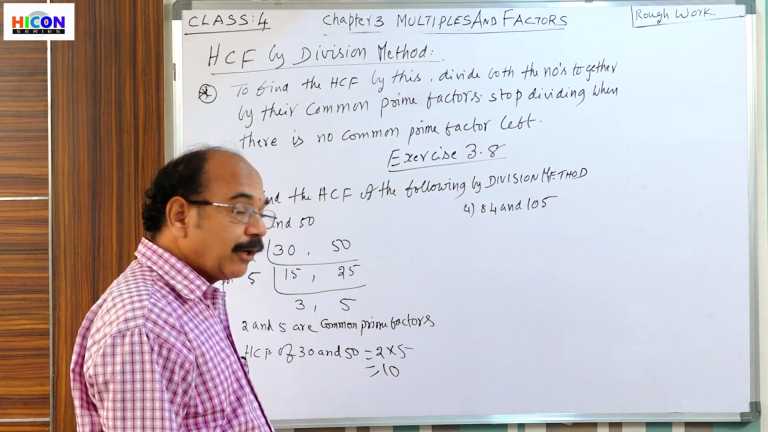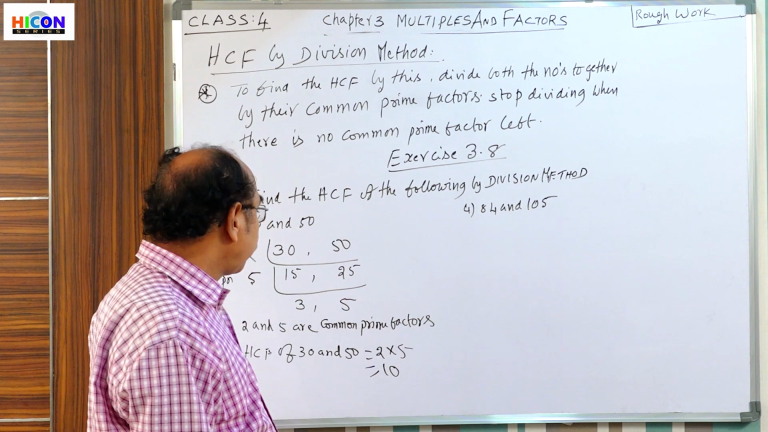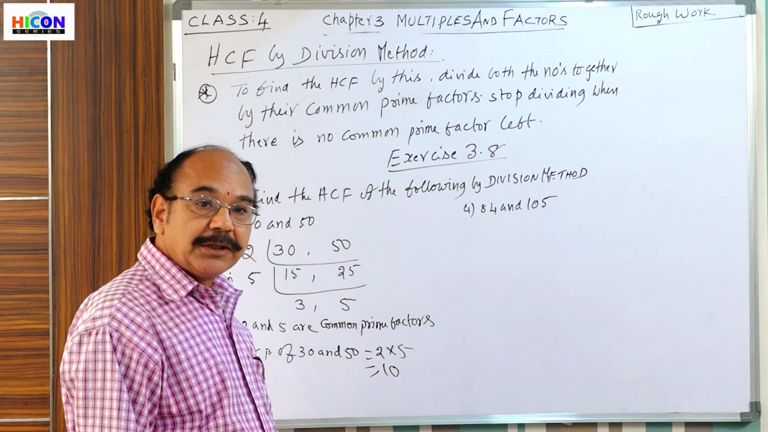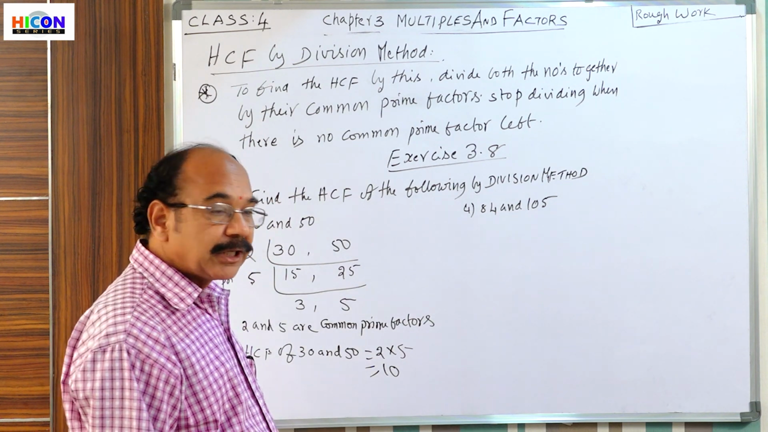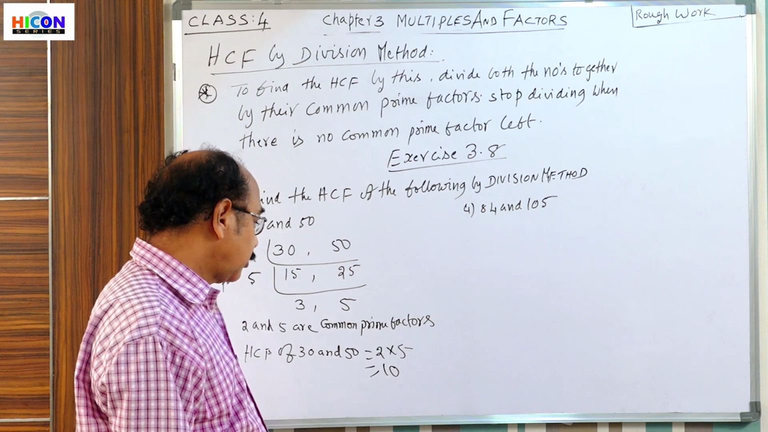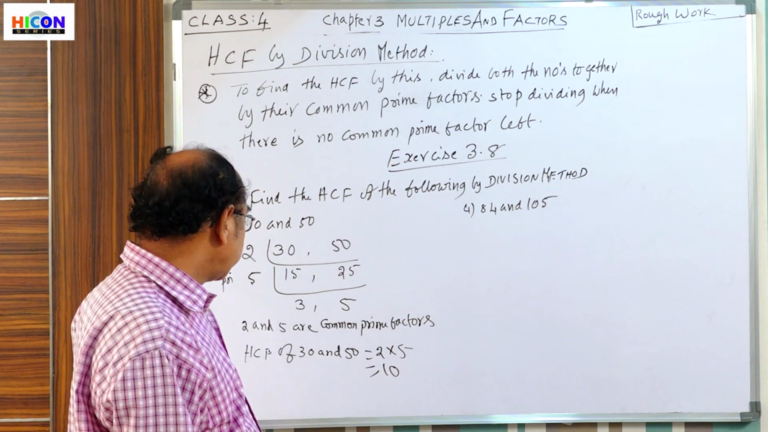So 30 and 50 have some common divisors. In the common divisors, we select the highest one. So 10 is the highest common factor.